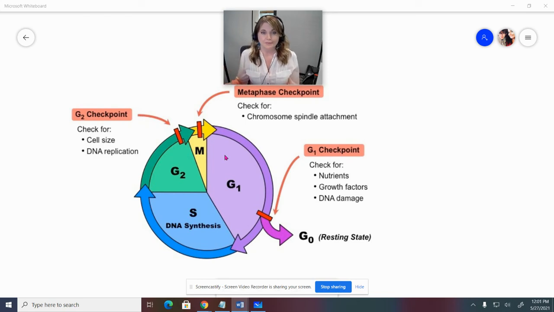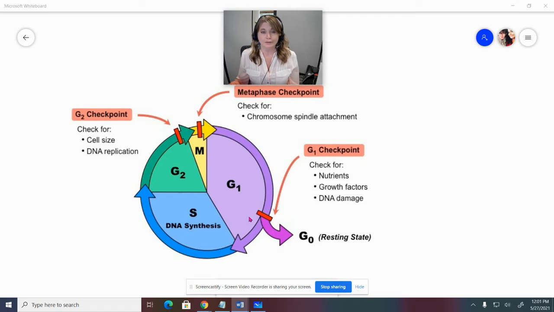So that's an example of fairly active cell division that occurs within your body. Starting at the end of mitosis here, we'll start with the G1 phase. During the G1 phase, the cell is growing at this point. Now it's preparing for cell division.